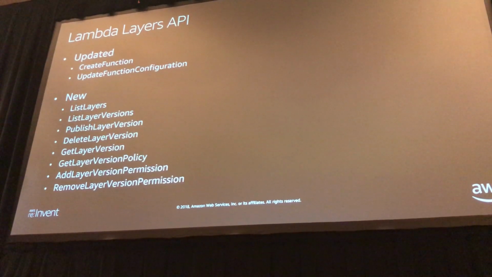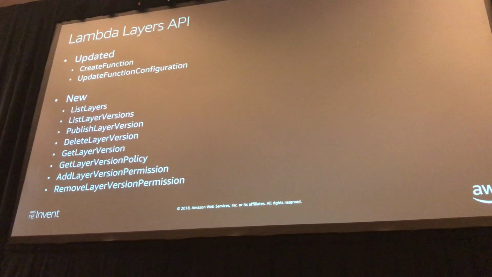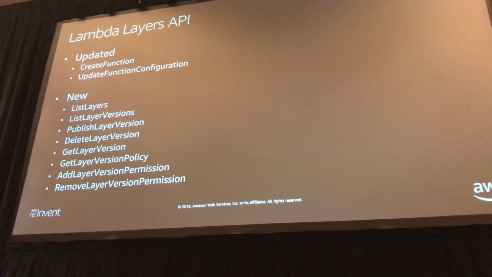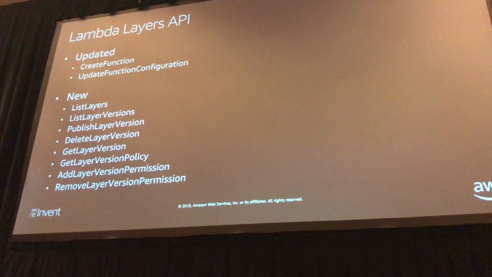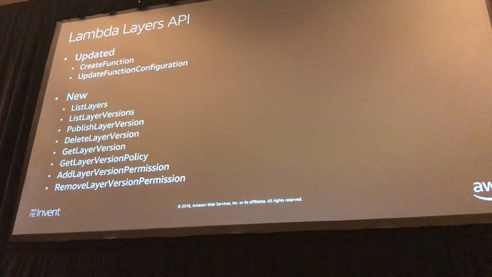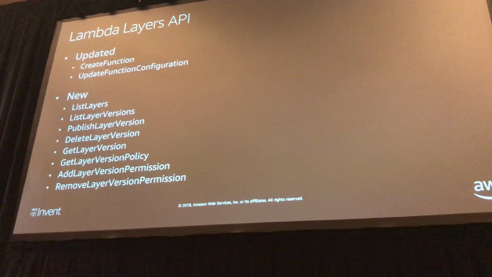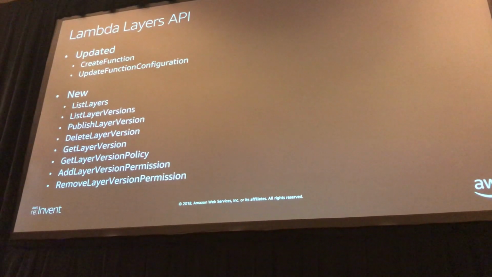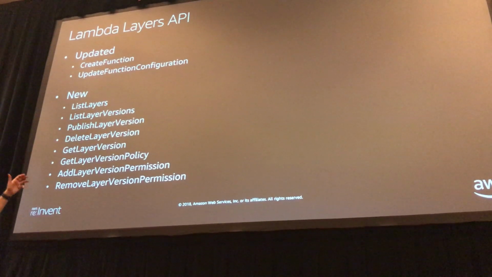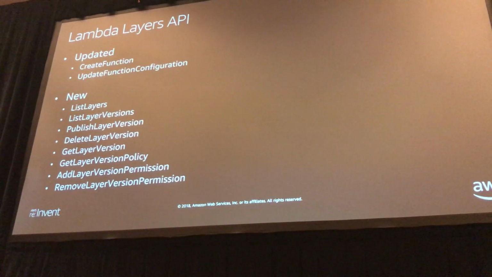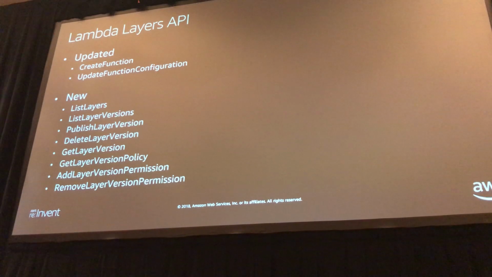Get layer version is interesting because when you call it, basically you say, give me information on this layer version 3. We also give you a link to a zip file that you can use to download the layer locally. And that's what the SAM CLI uses. So get layer version gives you a link so that you can download the full layer locally. And the last three, you can get the policy or change the permission to share or not share a layer with other accounts.